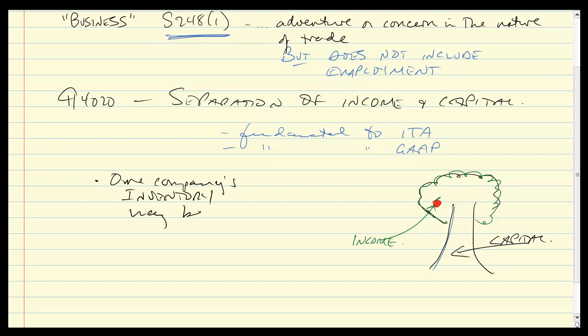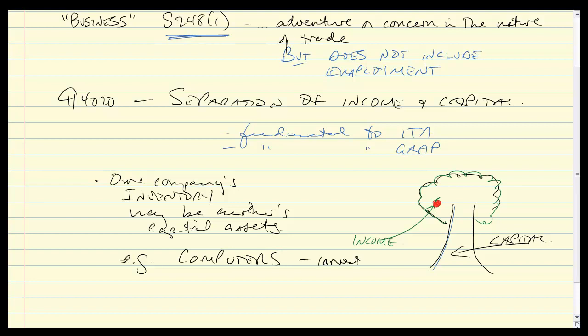may be another's capital assets. Okay, so think about computers. So let's see, do an example. Computers are inventory for Future Shop, but they're capital assets for, say, an accounting firm. Let's use KPMG. Why? Because it has the fewest letters. So, capital assets for KPMG, inventory for Future Shop.